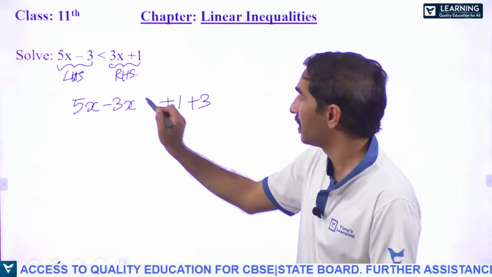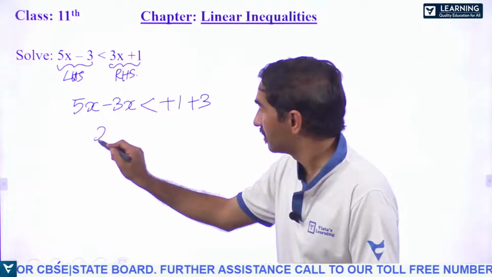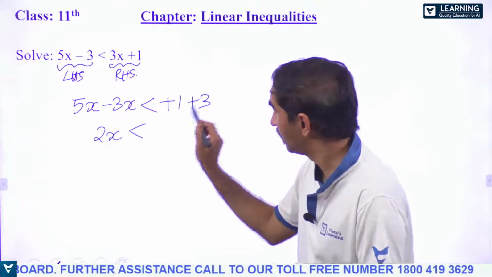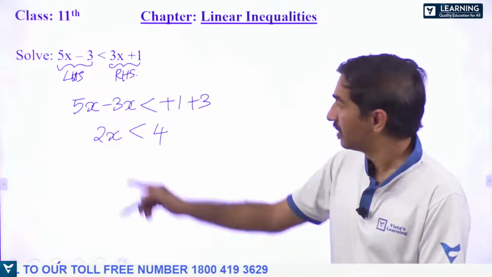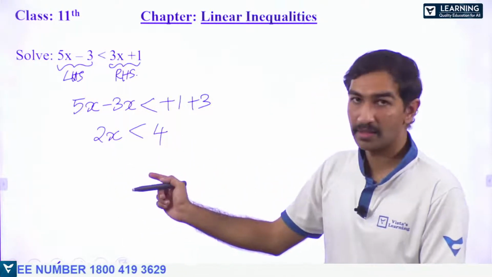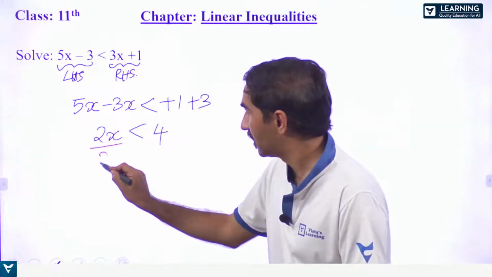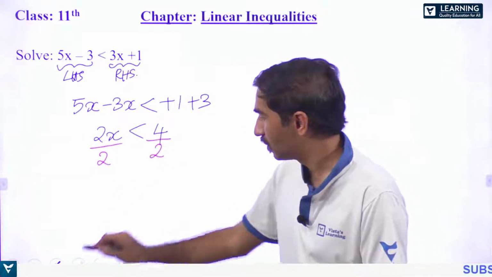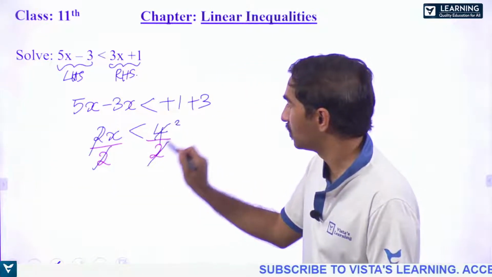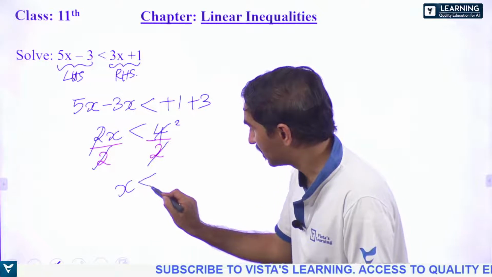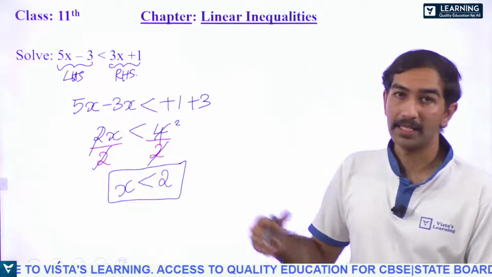What is the sign here? Same as it is. What is 5x minus 3x? 2x is lesser than 1 plus 3, which is nothing but 4. Divide 2 on both the sides. Positive 2 students, not negative 2. Divided by 2. What will we get in the next step? The 2s cancel. 2 ones are 2, 2 twos are 4. x should be lesser than 2.